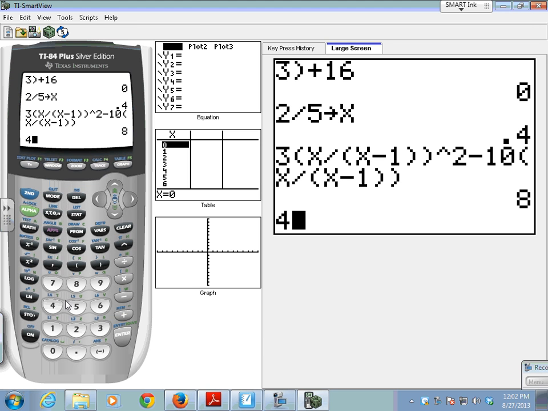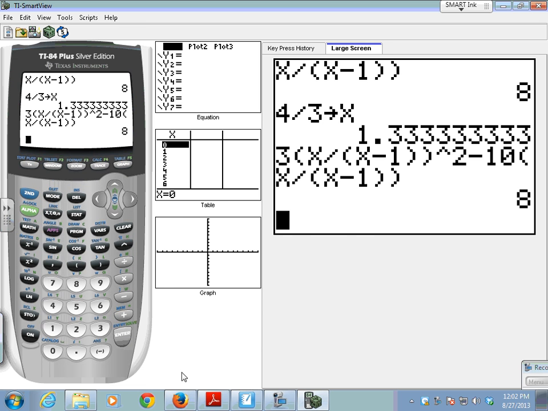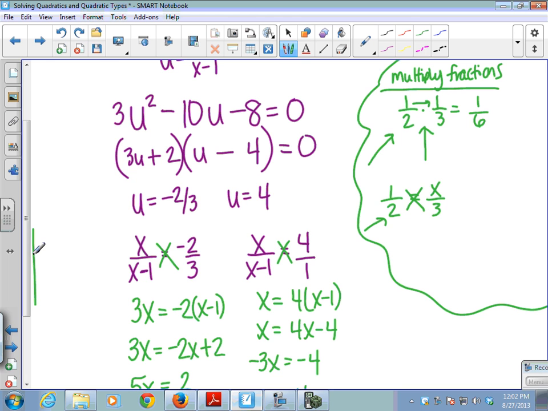Let's try 4/3. Try 4/3, store as x. Remember, you're not going to type this whole thing in again. You're just going to hit second enter. And then that will also give you 8. So these two solutions that we found will work.